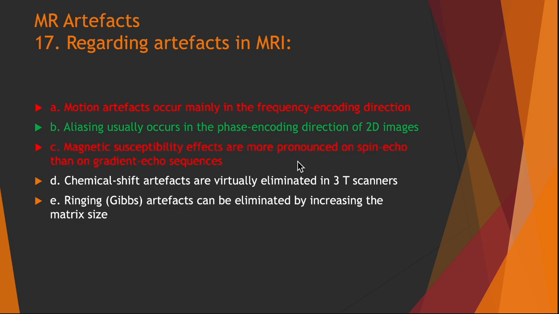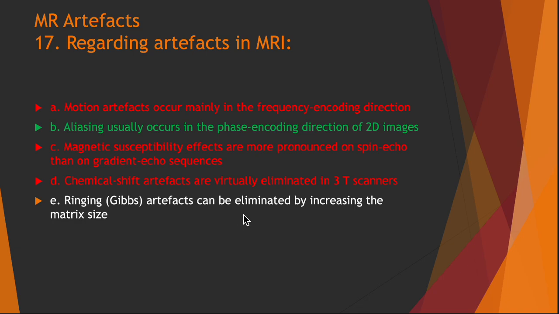Magnetic susceptibility effects are more pronounced on spin echo than on gradient echo. False, because magnetic susceptibility artifacts are worse on the gradient echo, which does not provide compensation for local magnetic field inhomogeneity. Chemical shift artifacts are virtually eliminated on 3D scanners. No, because I just told you in the previous questions also that the difference between the precessing frequencies is around 220 Hz at 1.5 Tesla, so it is around 440 at 3 Tesla. So definitely the chemical shift artifacts will be more pronounced at 3 Tesla. So they are not eliminated.